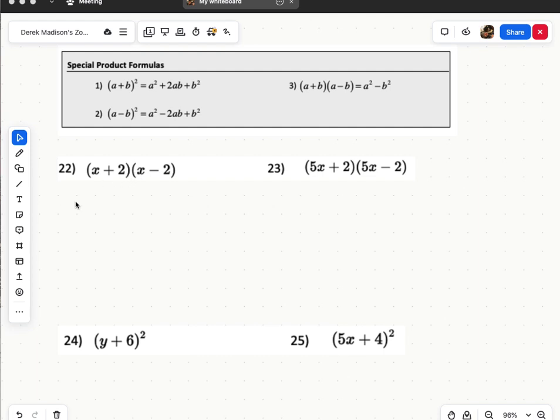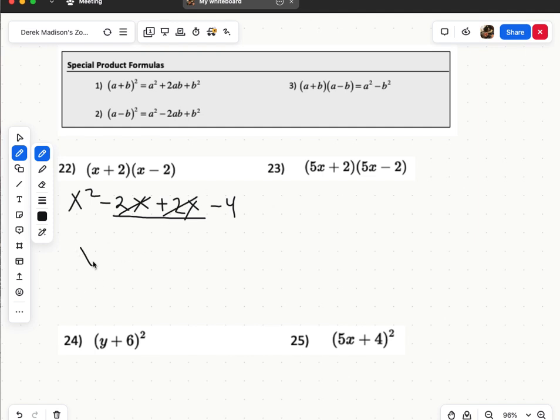So if I just FOILed this out, let me show you what would happen. We would go x times x, and we would get an x squared. We'd go x times negative 2, we get a minus 2x in the middle, and then the next one would be a plus 2x, and then 2 times negative 2 would make minus 4. And you can see what's going to happen every time: we're going to get a minus the thing and a plus the thing, and they're going to cancel each other out, and we're just going to be left with the things on the ends, x squared minus 4.